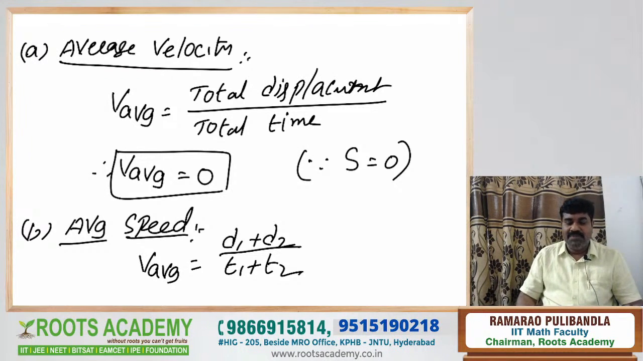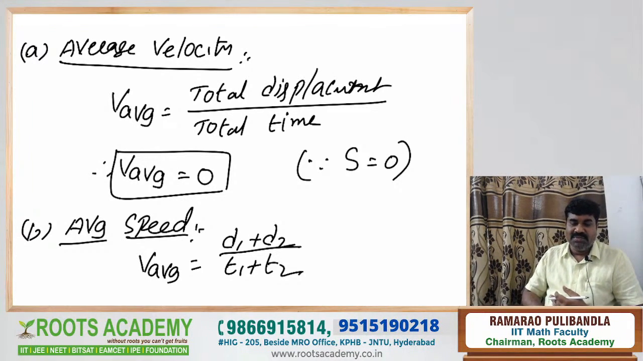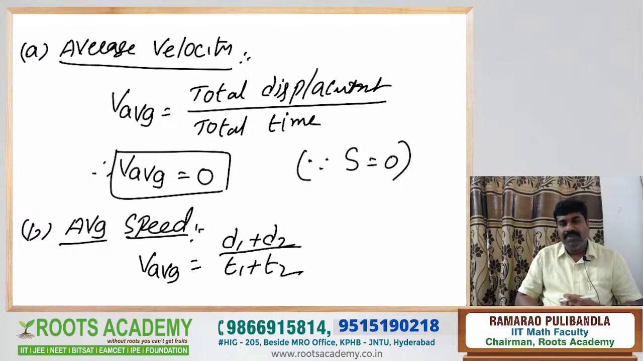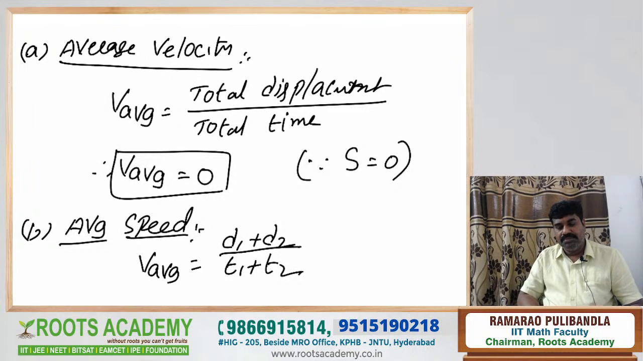That is the average speed, which is total distance by total time taken. So average velocity is equal to 0, but average speed is equal to 6 kmph. In this way we can do the problem.